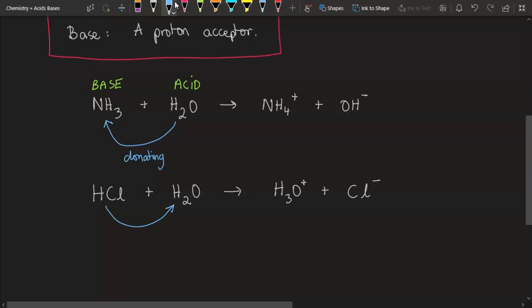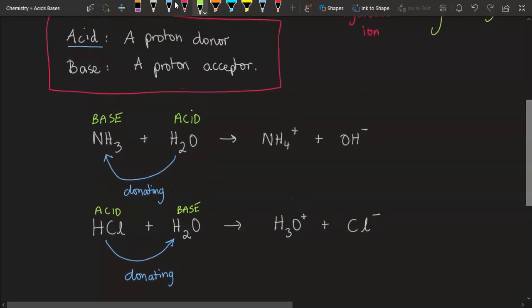You can see the arrow is moving in a different direction here than this one. It's the HCl that's donating this time. And again, does that make sense? H2O is here. On the right-hand side, it's H3O positive, which means it's accepted it. So over here, if HCl is donating, then HCl is the acid. H2O is accepting the proton and becoming H3O positive. So that means this is the base. And there's two examples. So this is your Bronsted-Lowry idea that an acid is a proton donor and your base is a proton acceptor.